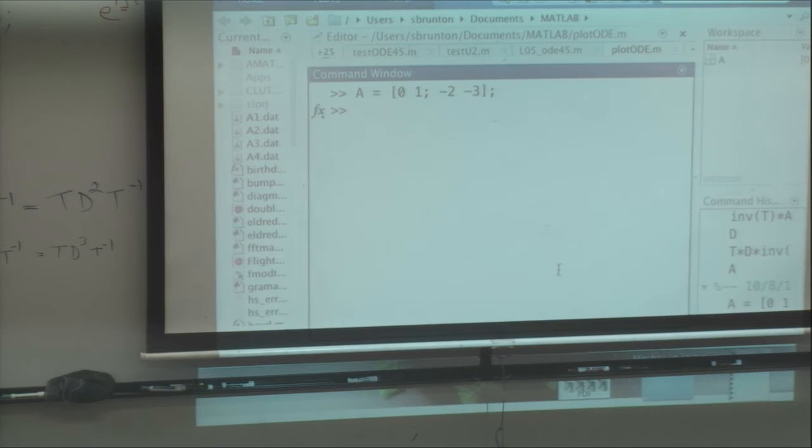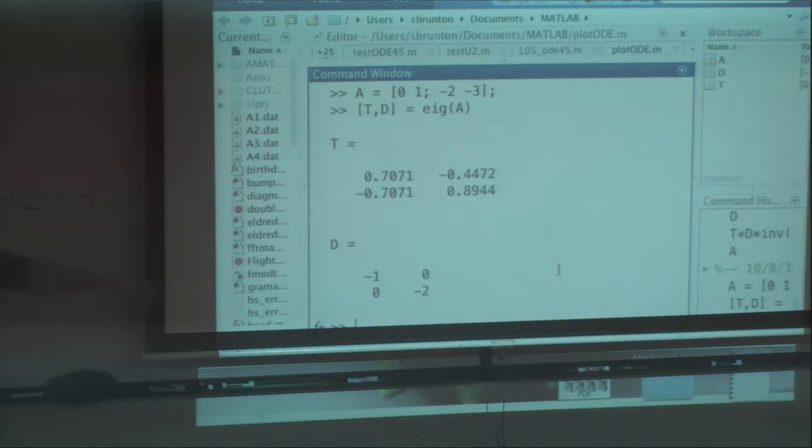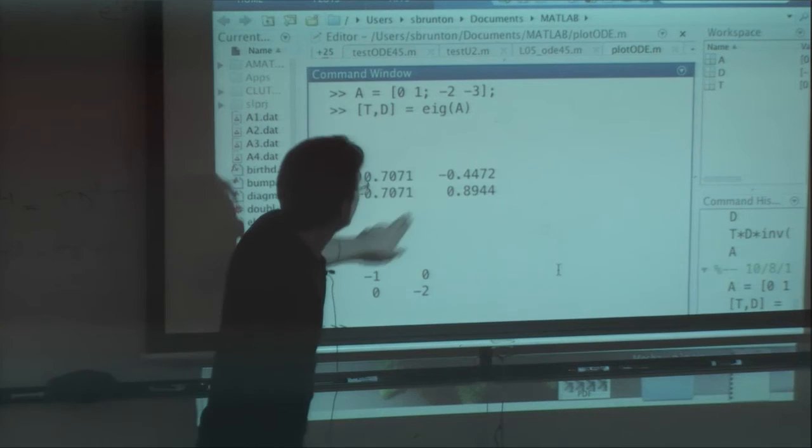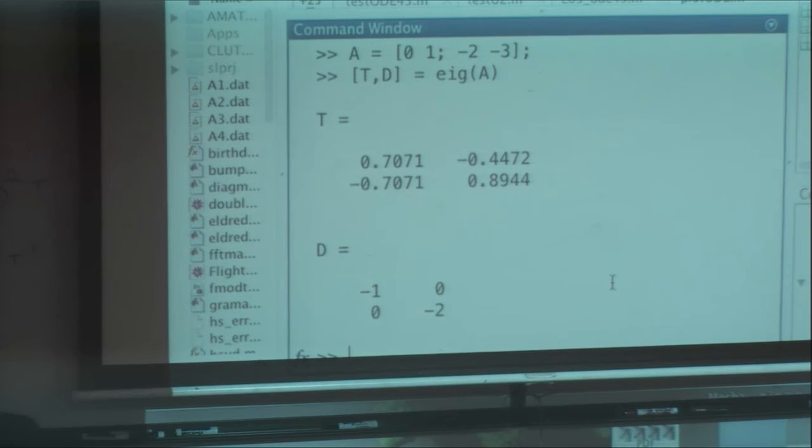And so now if I say T D equals eig of A, super simple, I get the diagonal. So I get D is a diagonal matrix where the diagonal entries are the eigenvalues of A. They're also the roots of the characteristic polynomial. And the columns of T are eigenvectors of A. Okay? The columns of T are eigenvectors of A.